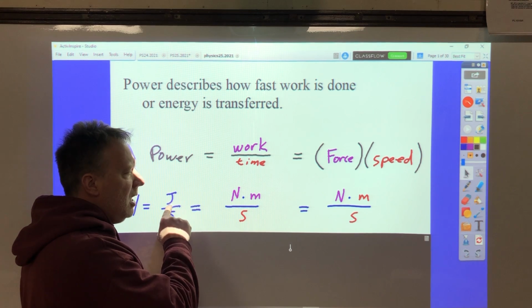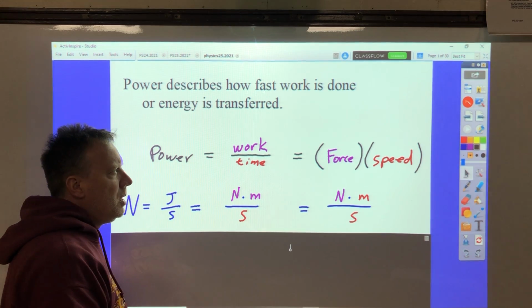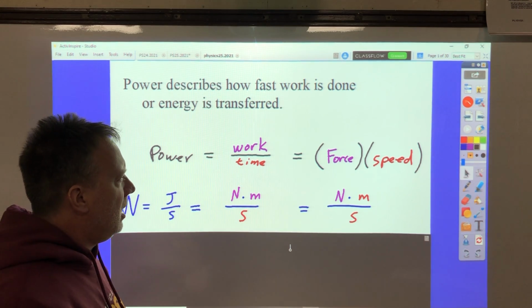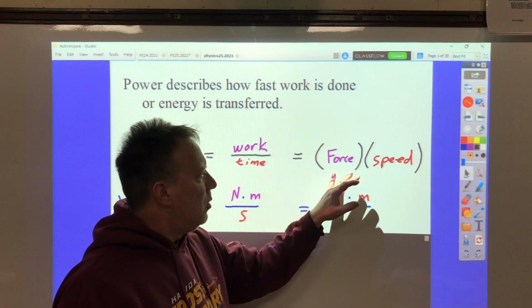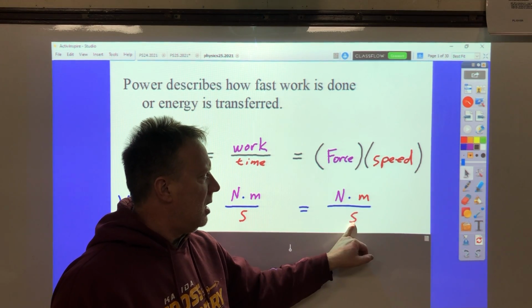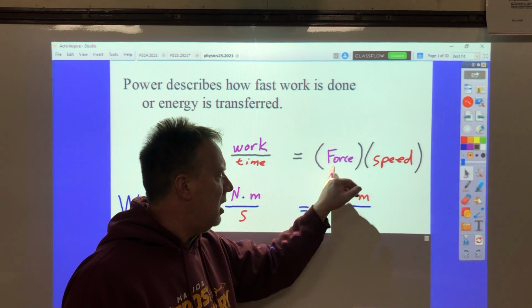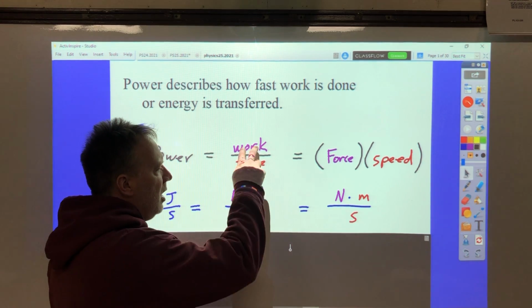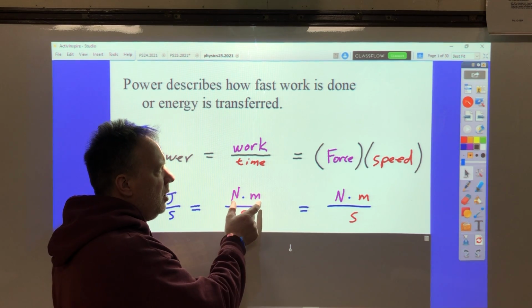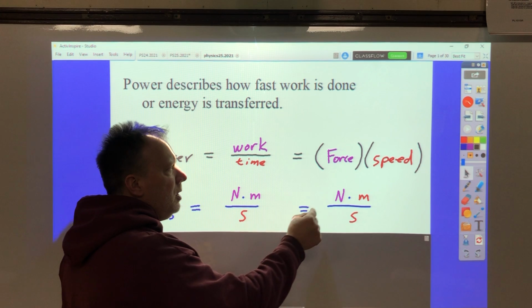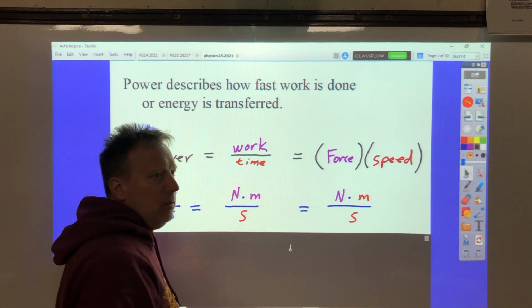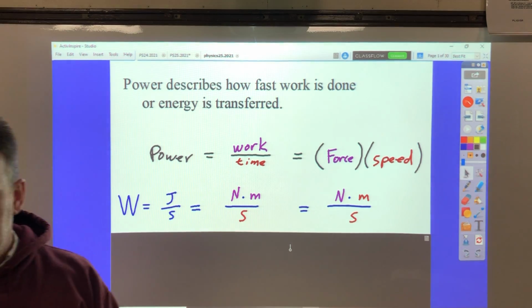Work is force times distance. We've already established that. So it's newtons times meters. So the units for work divided by time is newtons times meters divided by second, but so is the unit for force times speed. It's newtons times meters per second. So here I've got the speed in meters per second and the force in newtons. Here I've got the work in newtons times meters per unit of time in seconds. And my color coding shows work over time versus force times speed. But it's the same units.